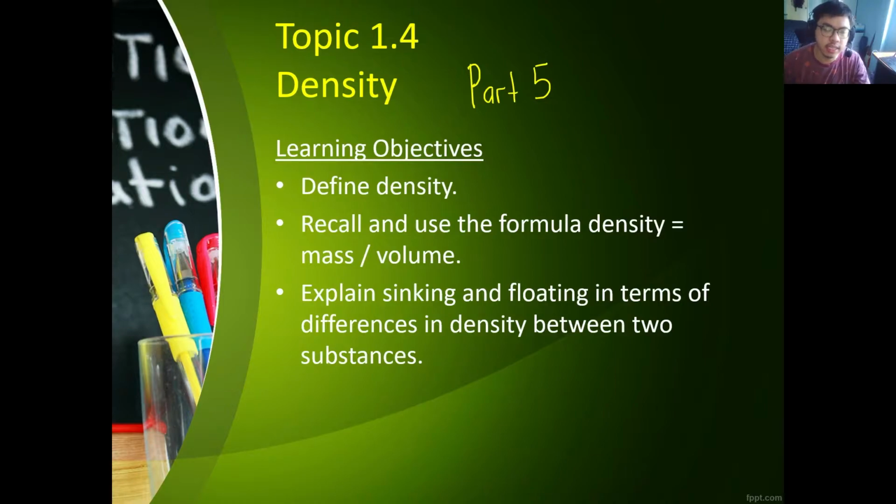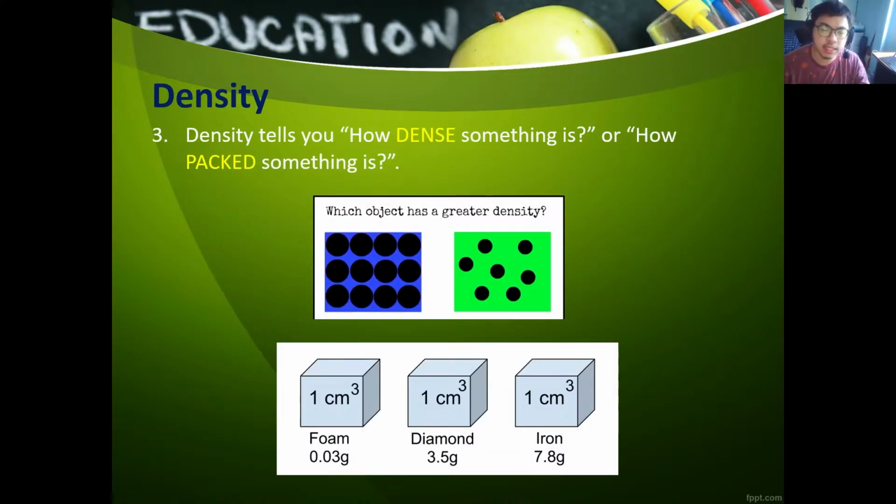floating and sinking. Now, if you remember, density tells you how dense or how packed an object is. If an object has high density, that means it is very packed. There's a lot of mass within the object. If the object has low density, that means it's not very packed. There's not a lot of mass within the object.